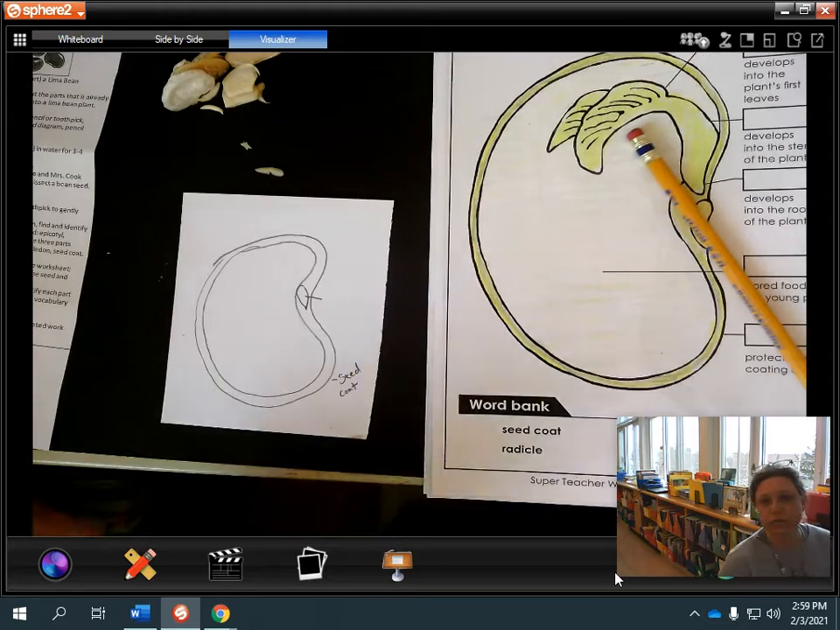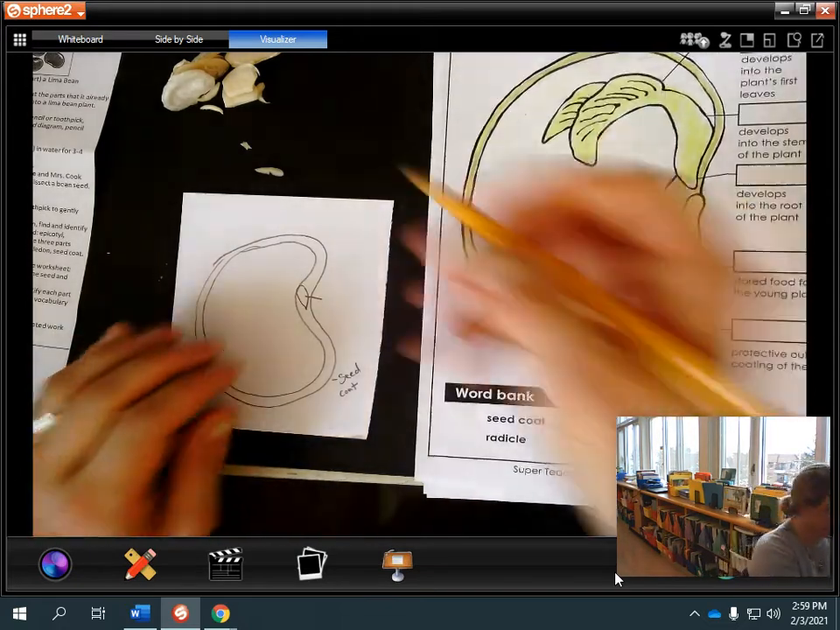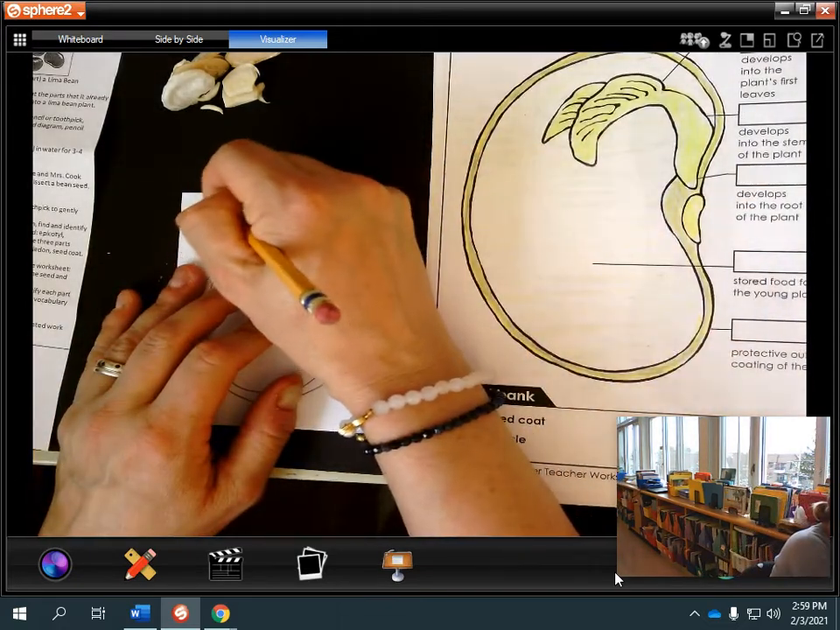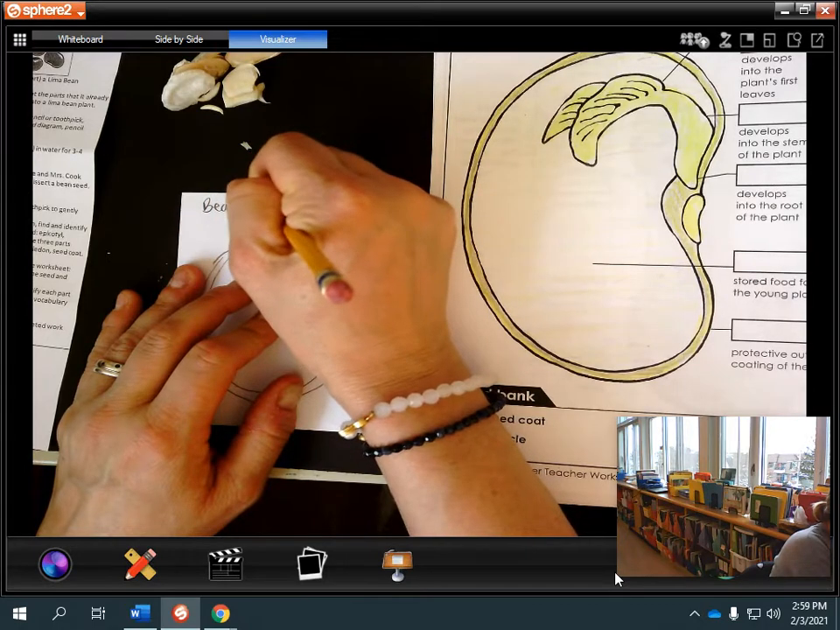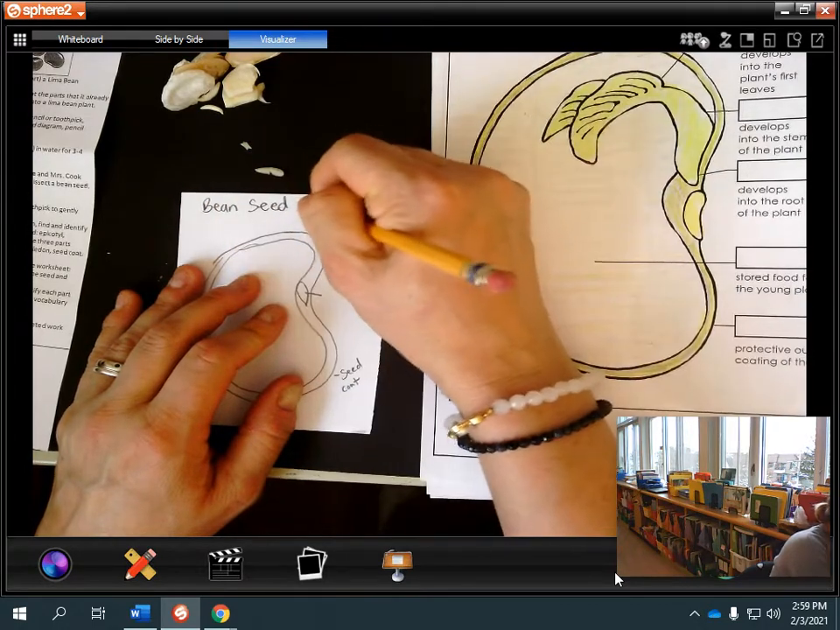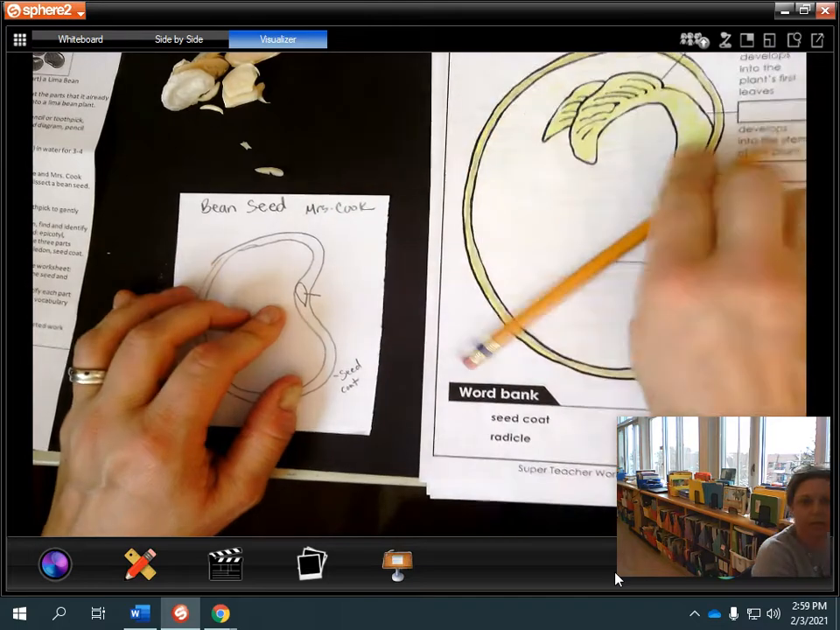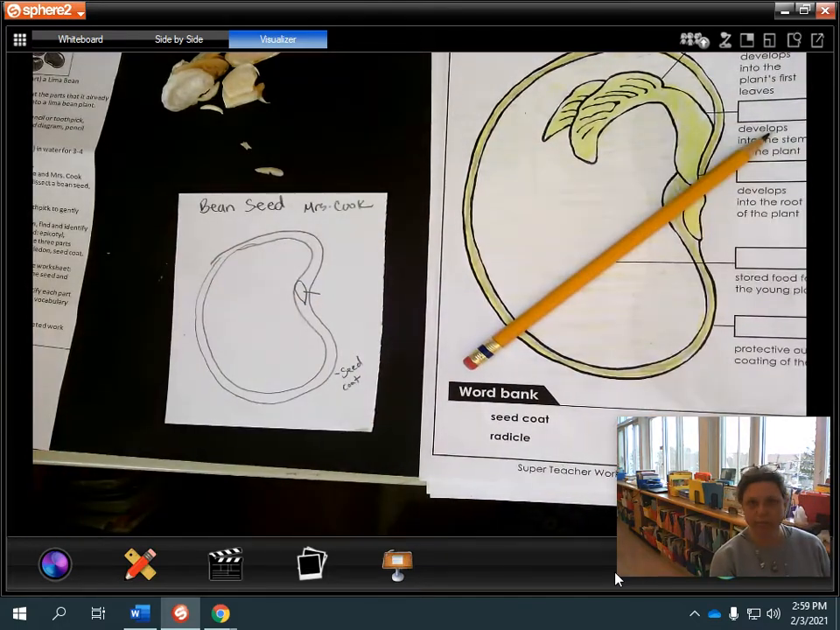All right, so, and any good diagram, you absolutely must label the diagram so that we know what we're looking at.